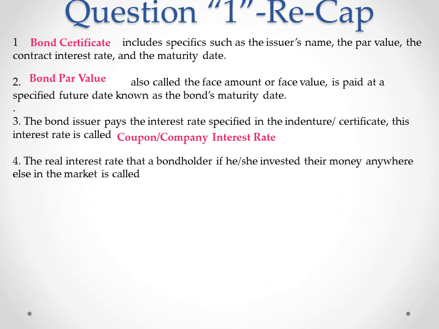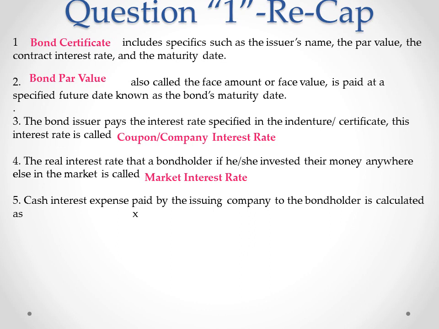Number 4. The real interest rate that the bondholder could earn if he or she invested their money anywhere else in the market is called. So compared to the other interest rate that's found in the market, we call it the market interest rate. So we have two interest rates, coupon interest rate and market interest rate. The coupon interest rate is the one that is written in the bond certificate according to the agreement between the issuer company and the bondholder. And we have another interest rate prevailing in the market, in other places, if I want to invest my money in buying other bonds. So this is called the market interest rate.